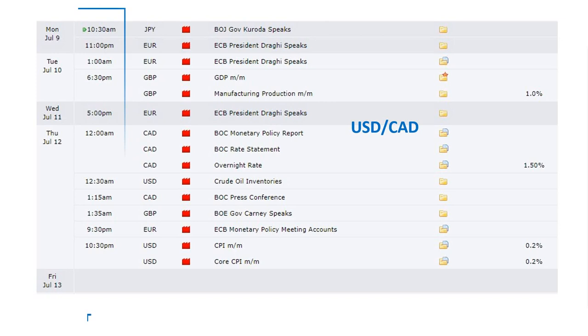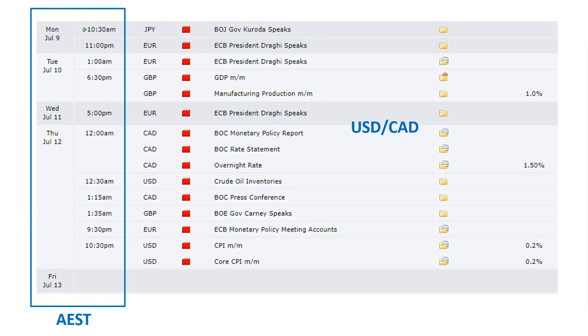And as always, guys, the times that I'm showing you are in my local time, which is Australian Eastern Standard Daylight Savings Time. Sorry, I should say Australian Eastern Standard Time. We are in winter right now.